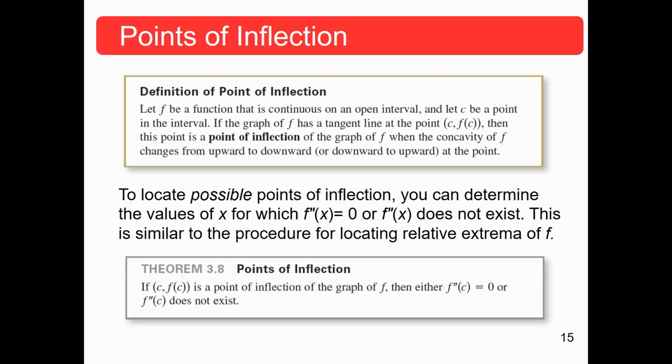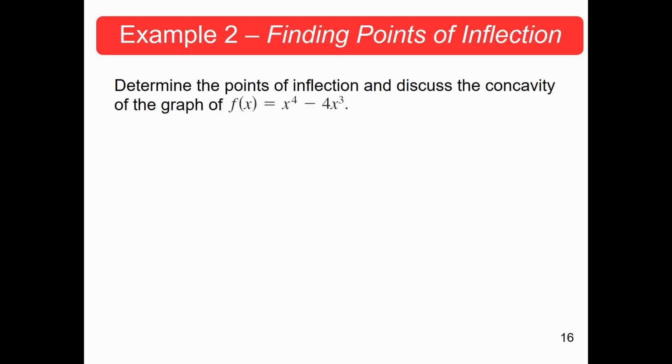I should say that if there is a point of inflection, it has to be a critical number of the second derivative. So either f double prime equals 0 or f double prime of c doesn't exist. So that's really important that just like relative extrema, same rule applies to points of inflection. Just because you have a critical number does not guarantee that it is a point of inflection, but if you have a point of inflection, it has to be a critical number.